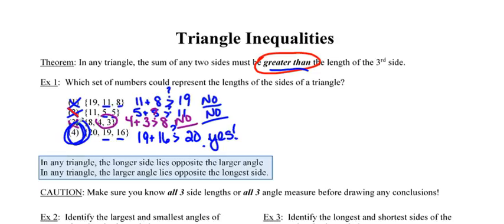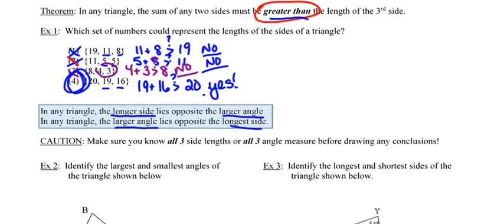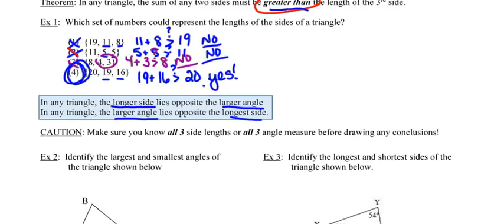The next big idea says that in any triangle, the longer side will always lie opposite, or across from, the larger angle. And the opposite is true as well: the larger angle will always lie opposite the longest side. I caution you to pay careful, close attention. Before you use this idea to make any judgments, you have to make sure you know all three side lengths or all three angle measures before you draw any conclusions.